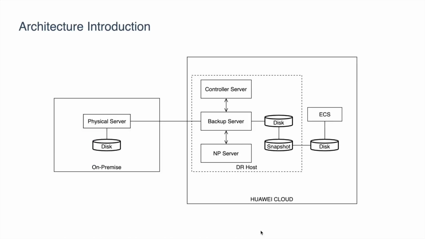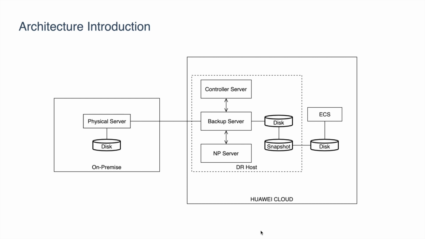This is the whole architecture for i2's DR solution. Here we have two parts. The left part is on-premise and we have physical server. The right part is on cloud. For cloud part, we have three servers: controller server, backup server, and NP server. Let's briefly introduce the function for each server.